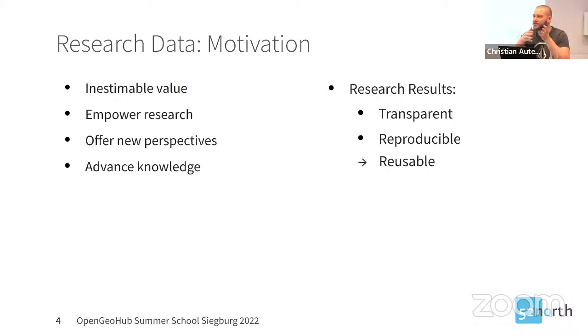But to really have research results that are reusable, we have to be transparent and the data has to be reproducible. So we need access to the raw data. And by this, we will achieve more research because we can reuse more data.